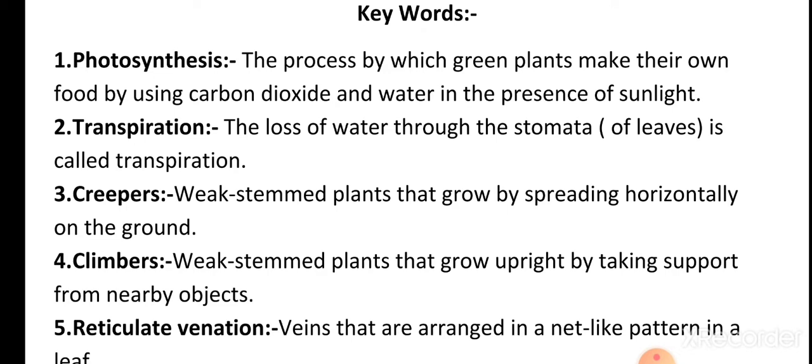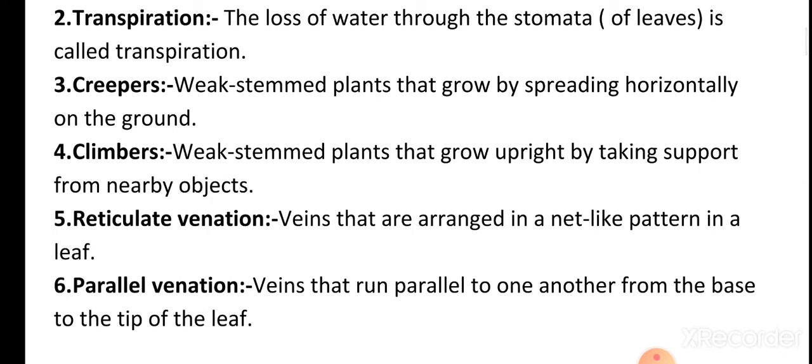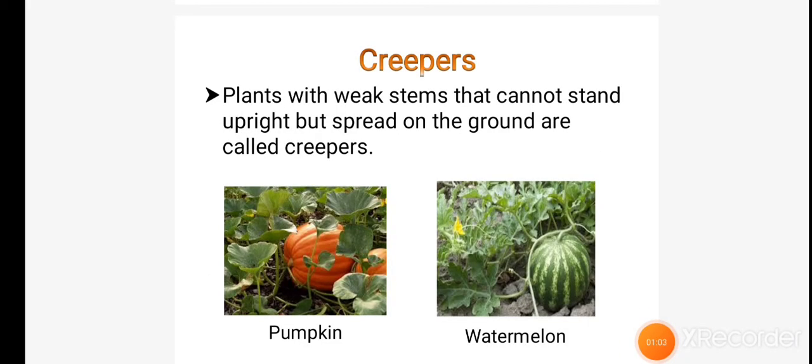Second, transpiration. The loss of water through the stomata which are present on the surface of the leaves is called transpiration. Third, creepers. Weak stem plants that grow by spreading horizontally on the ground are known as creepers. For example, pumpkin and watermelon plant.